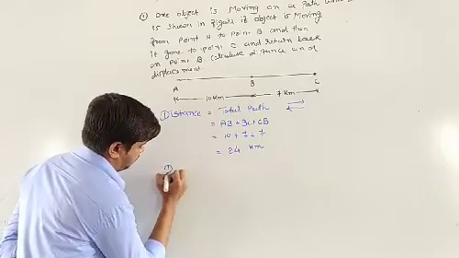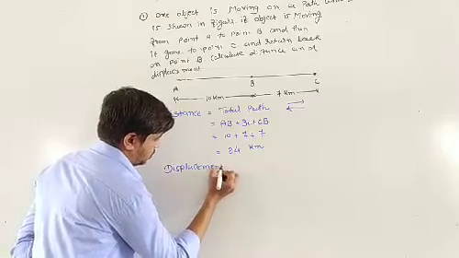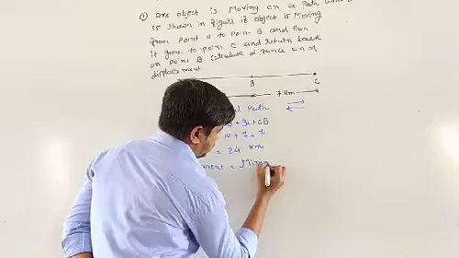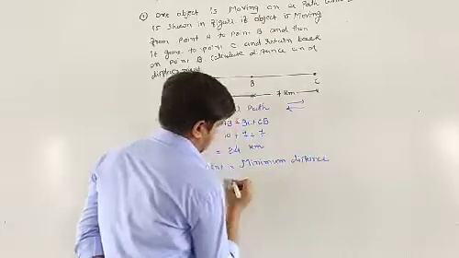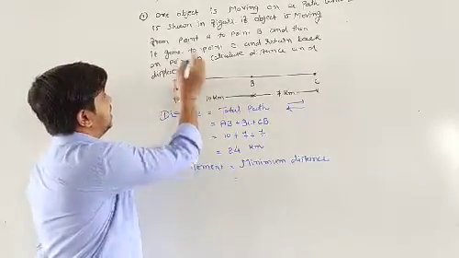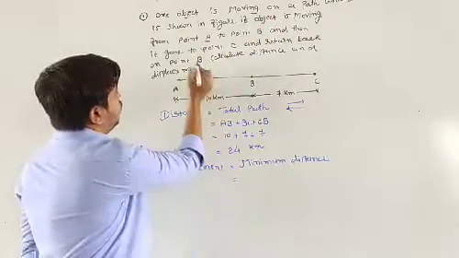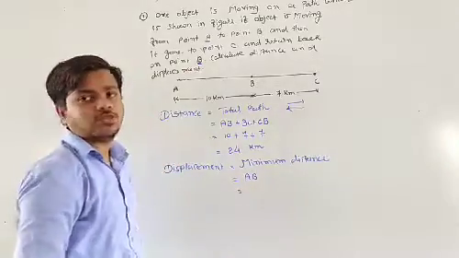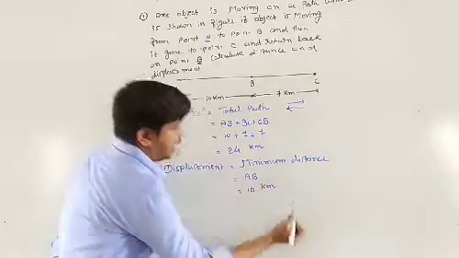Now displacement. Minimum distance from initial to final. What is the initial? It's A. The object starts moving from A and ends its journey at B. So you have to take only A to B. What is the distance between A and B? It's 10 kilometers. So you take it as 10 kilometers.